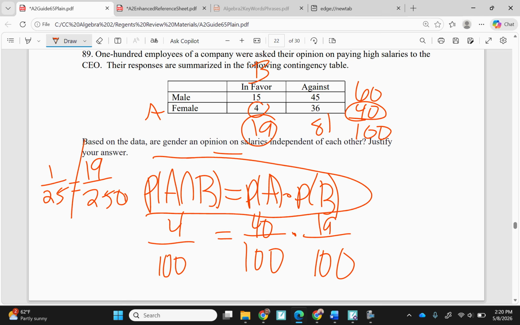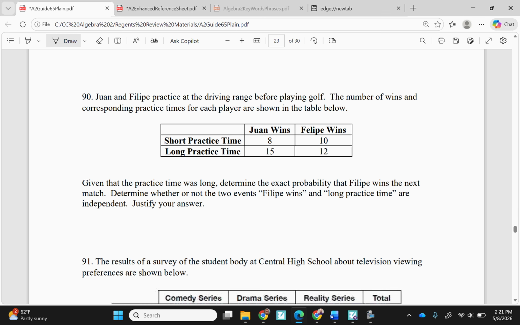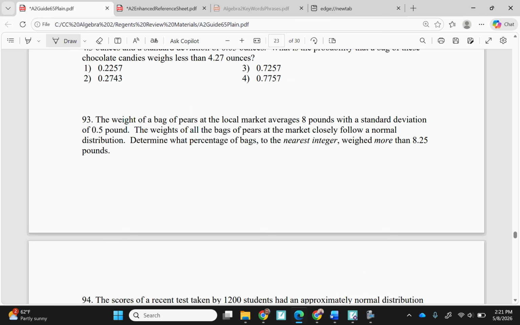Students sometimes get confused about what that means. This is the independence formula. This is the formula for independence. If it's true, they're independent. Since they're not true, it's not independent. If you chose different things, then you might get different numbers, but they won't equal. And if they tell you to use specific events, then use those specific events. Like in 90, it says Felipe wins and long practice time, so use A as Felipe wins and B as long practice time.